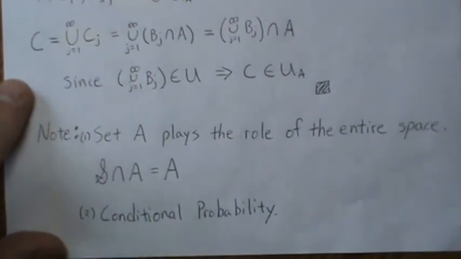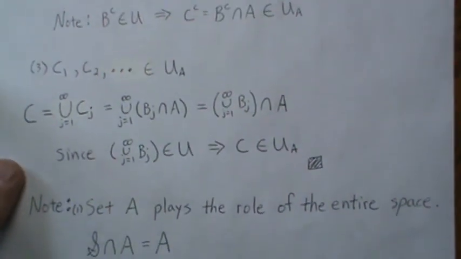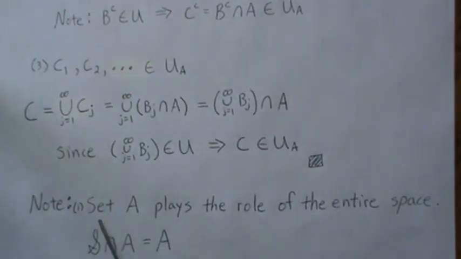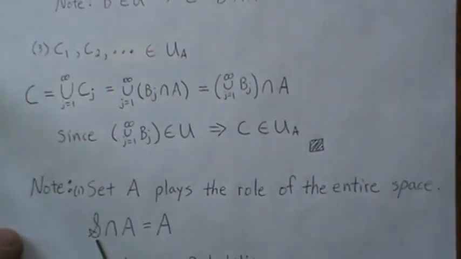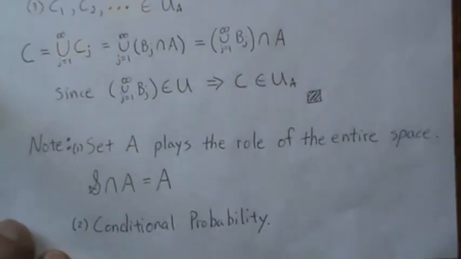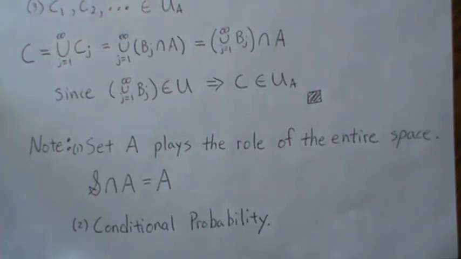Okay, so this plays a part in conditional probability. So the set A plays the new role of the entire space, because the sample space intersect A is A. So this really plays as our new sample space. And this is going to be a part of conditional probability in a couple videos.